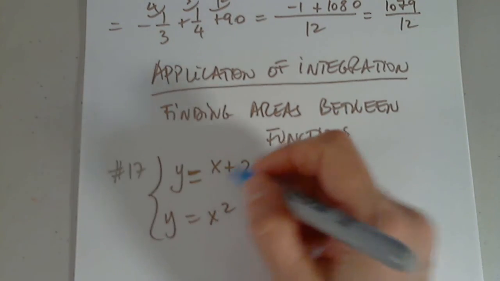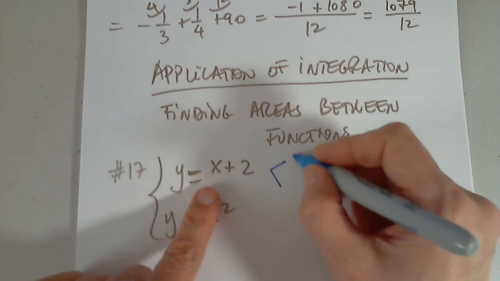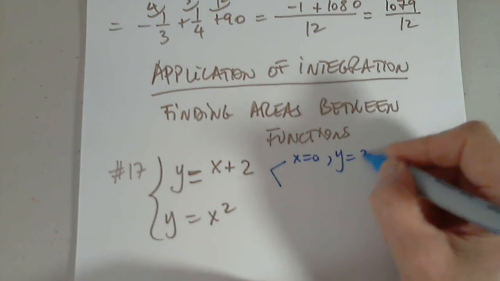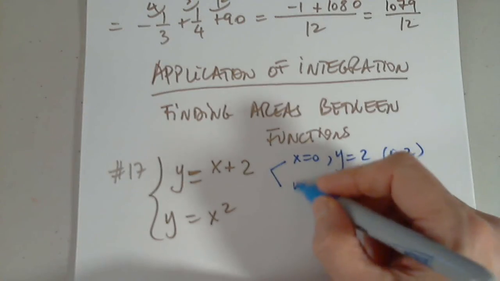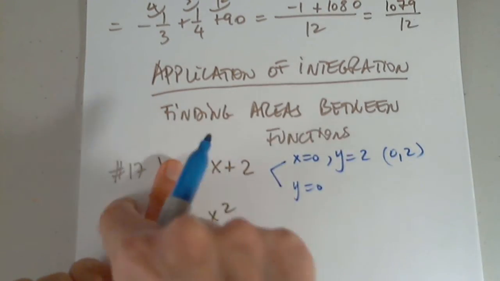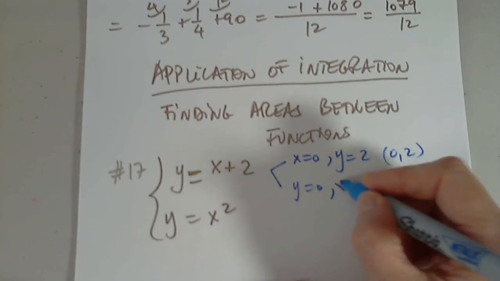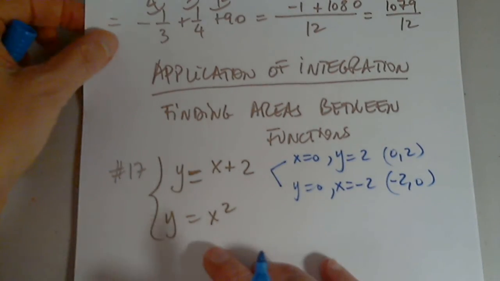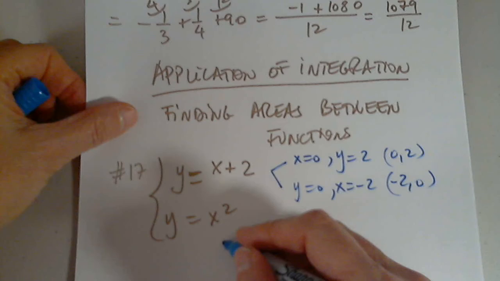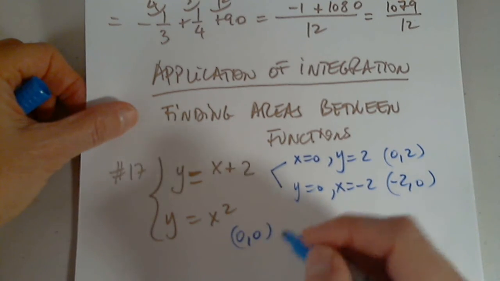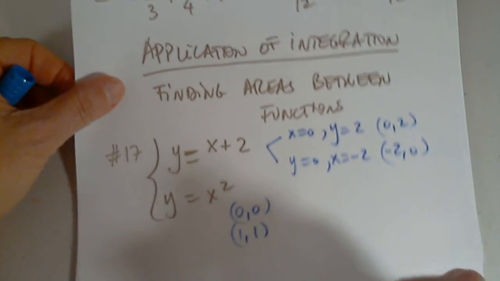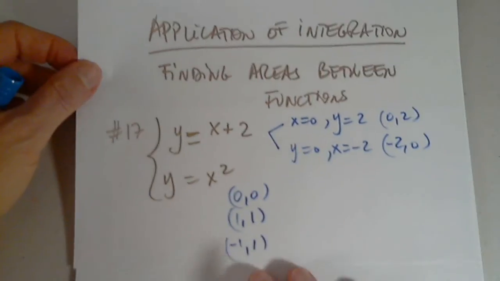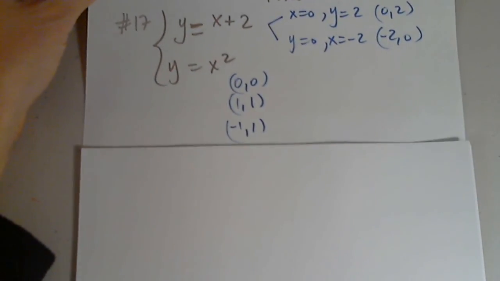Okay, so there is no problem here. I need two ordered pairs. When x is 0, y is 2. When y is 0, x is -2. This I know how to plot, right? When x is 0, y is 0. When x is 1, y is 1. When x is -1, y is 1, etc., etc. I know how to graph. That's a basic function.